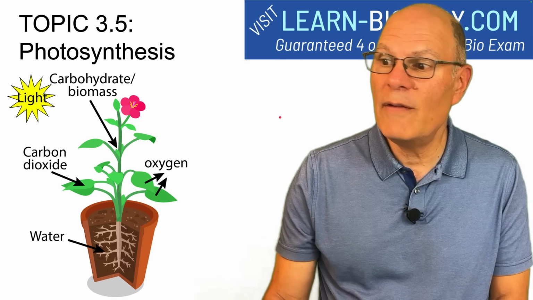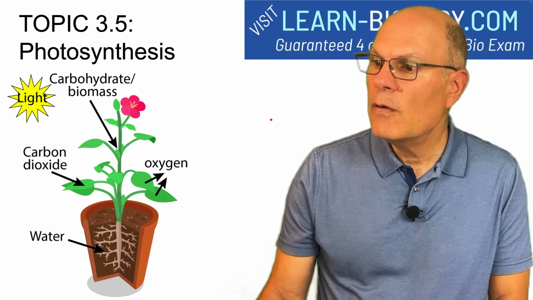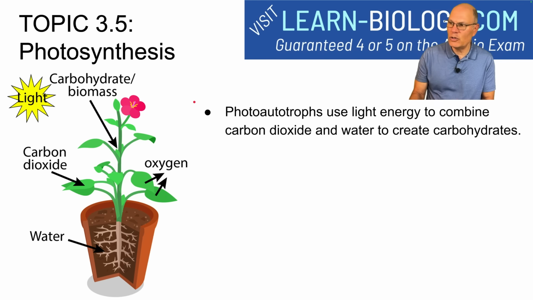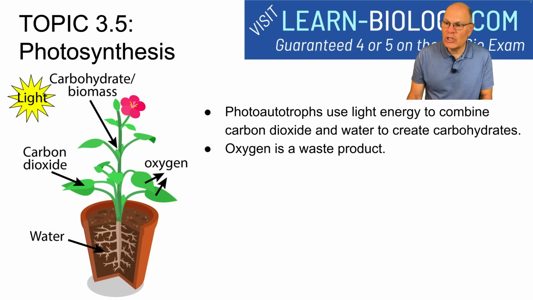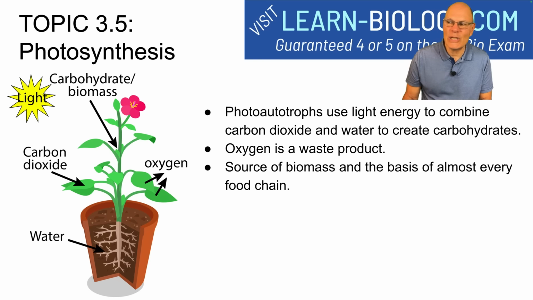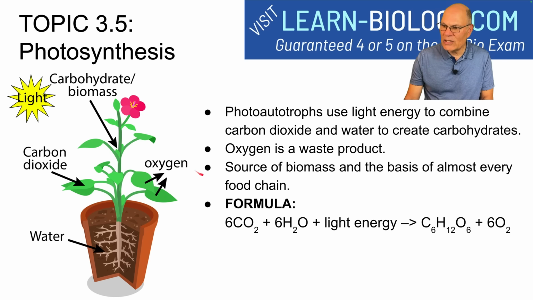Topic 3.5, photosynthesis. Photosynthesis is a process in which photoautotrophs, self-feeders using light, use light energy to combine carbon dioxide and water to create carbohydrates. Oxygen is released as a waste product. Photosynthesis is the source of biomass and the basis of almost every food chain on this planet, and its formula is 6CO2 plus 6H2O plus light energy creates glucose and oxygen.